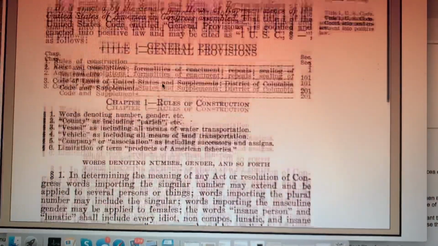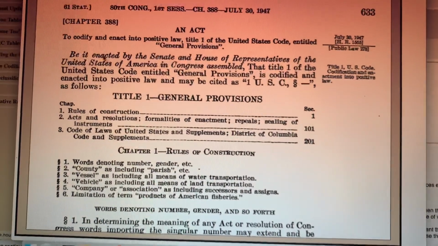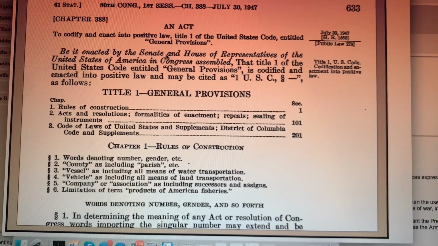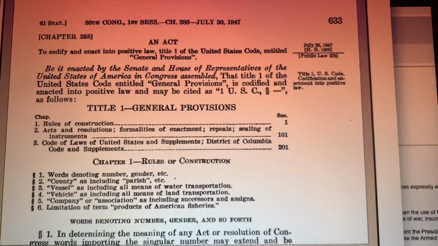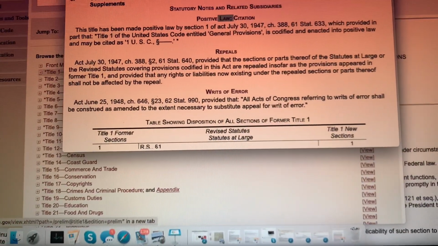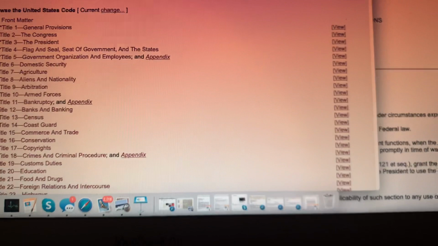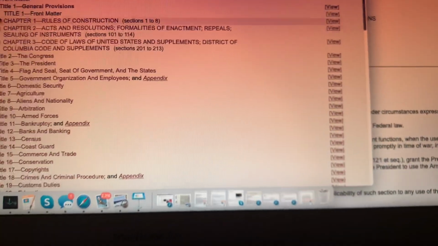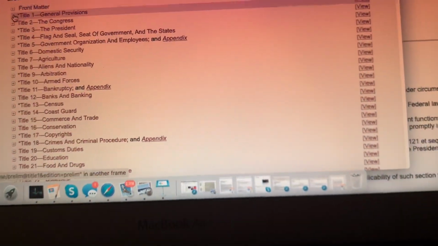And here's the law. Everything under it is the law. Now, if they don't have this here and you go 50 pages in and then they have it, then it's only after that that's the law, and everything before is not a law, and the complete title is not made positive law. The title is a compilation of a whole bunch of things, a whole bunch of public laws. That's the code, the U.S. Code. I'll click on that again. Click on that. You'll see it's a code.